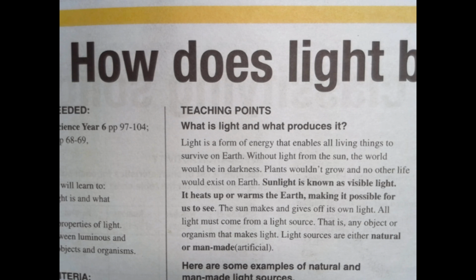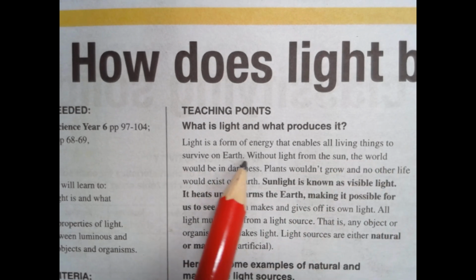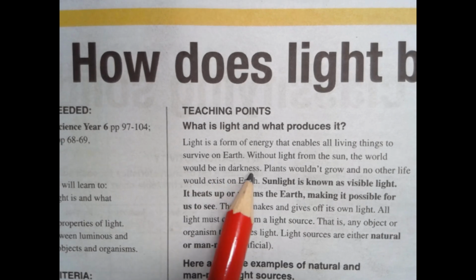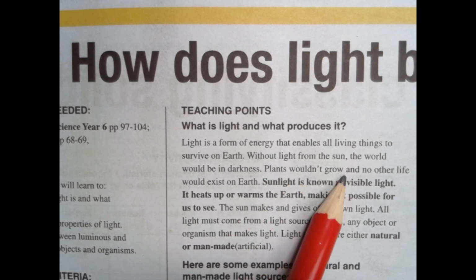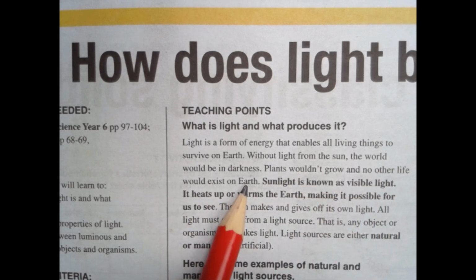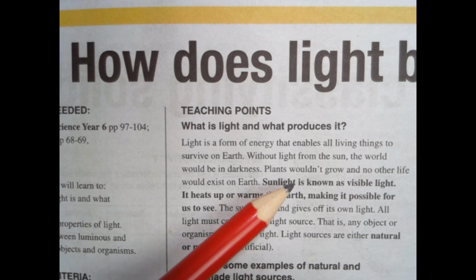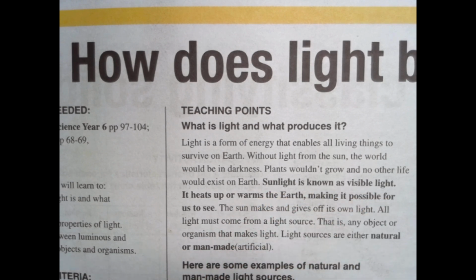What is light and what produces it? Light is a form of energy that enables all living things to survive on Earth. Without light from the sun, the world would be in darkness. So darkness is the absence of light. Plants wouldn't grow and no other life would exist. Now, plants depend on the light as producers to create food, and other animals and humans depend on plants for food.